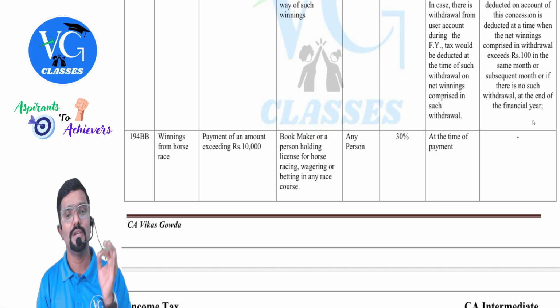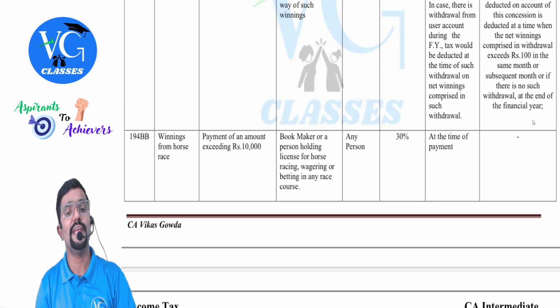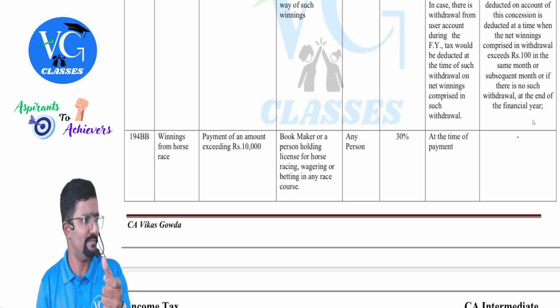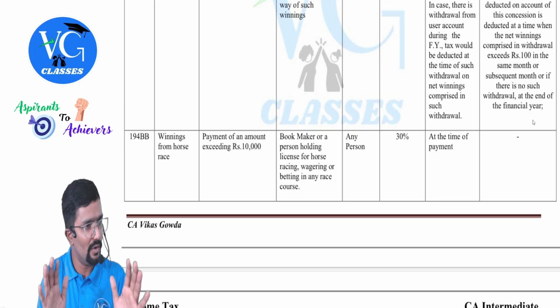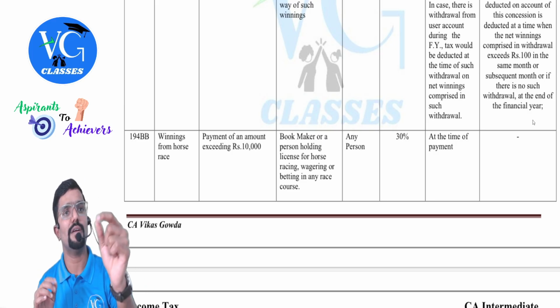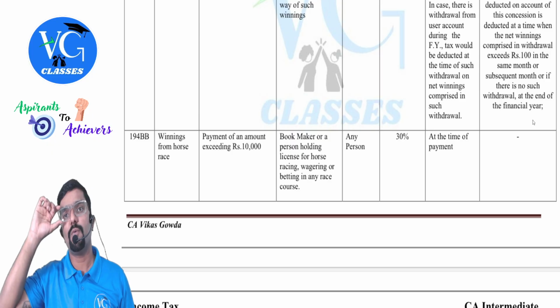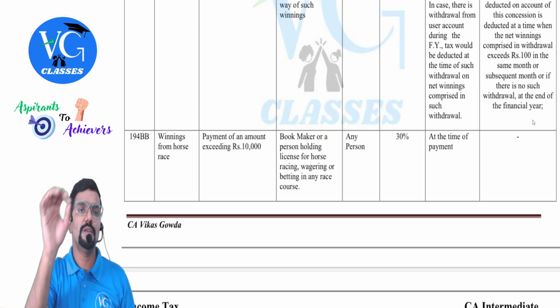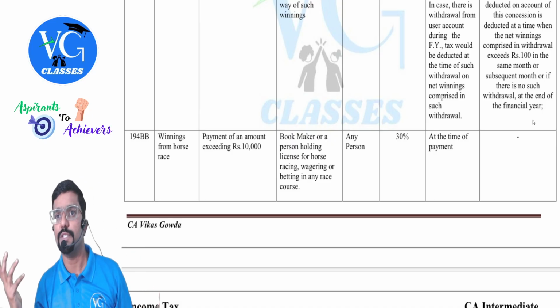Who is the payer here? The bookmaker or a person holding the license for horse racing, wagering or betting in any race course. We call them a bookie. Assume I went, though I never go, but I'm just giving an example. I went and wanted to bet. There is a race course in Bangalore, which is legal. So I went there, I wanted to bet on a particular horse. So I bet 5,000. If I win, I will get 50,000.